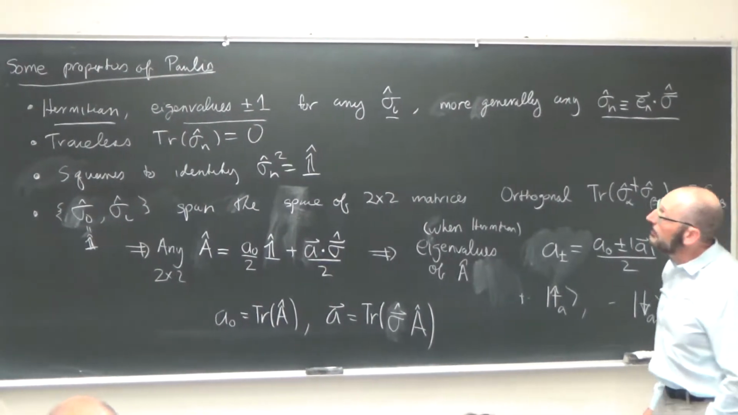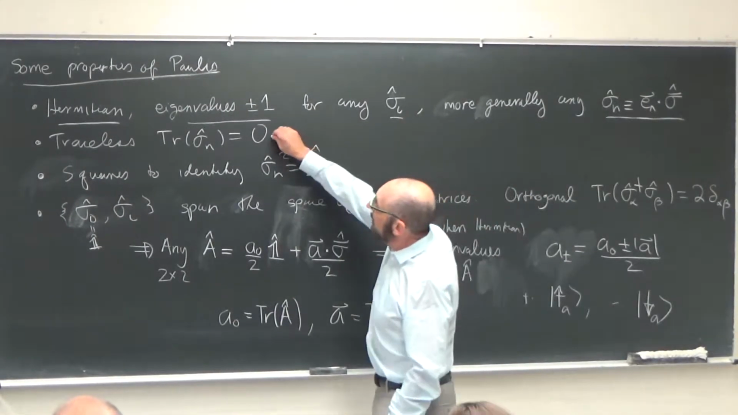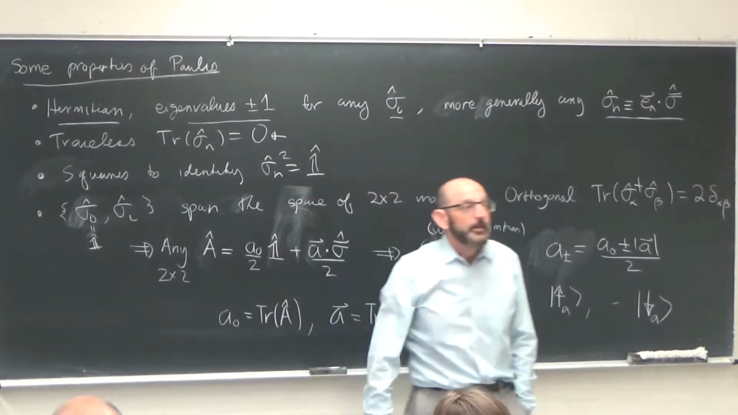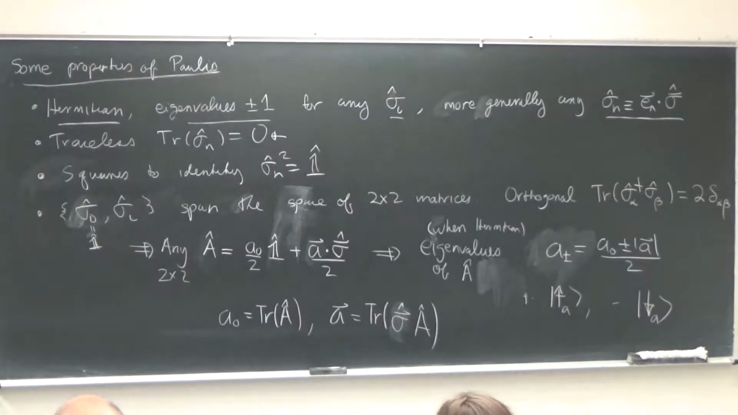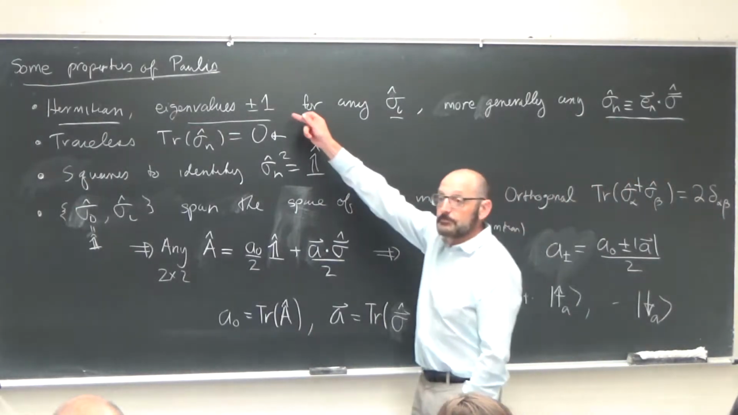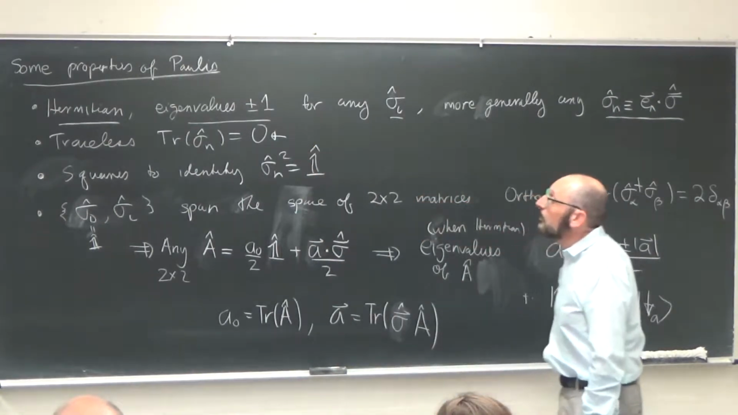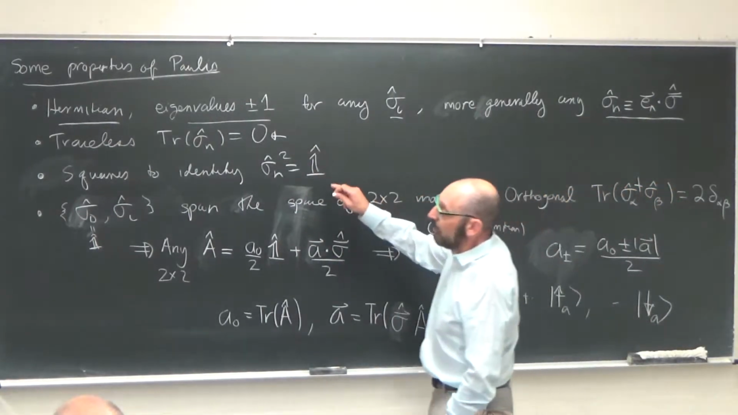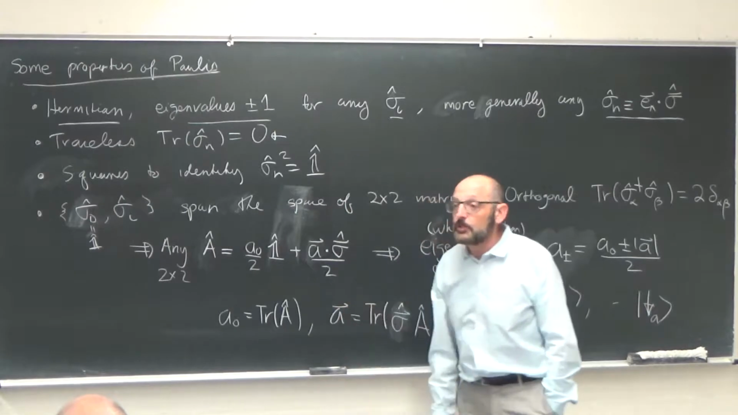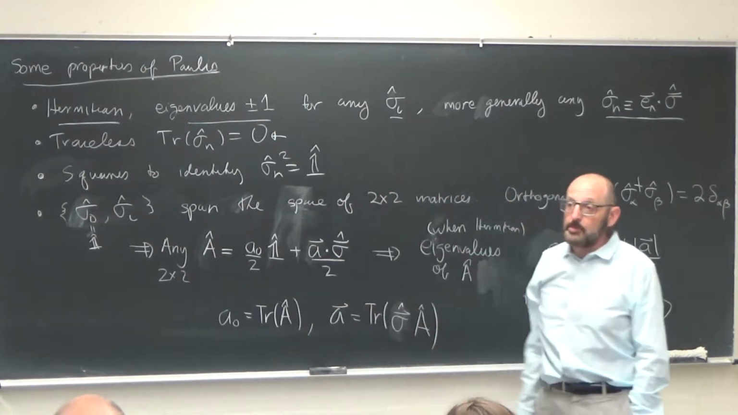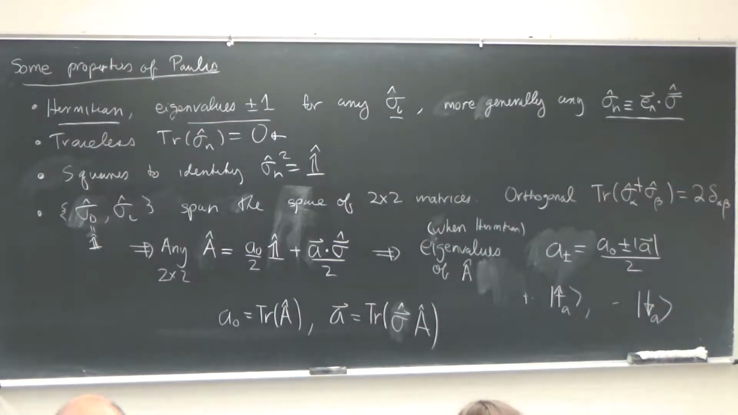Okay? And therefore, these matrices are traceless. The sum of their eigenvalues is the trace of the matrix, and that sum is 0. And moreover, these matrices all square to the identity. Okay? These are all very important properties that we use all the time.